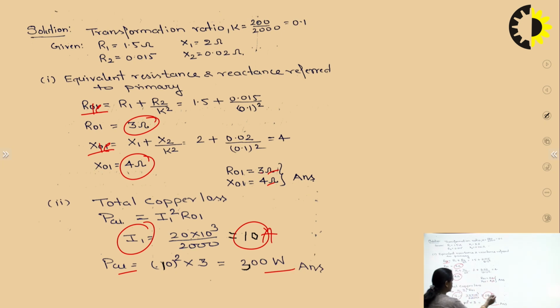So copper loss is found by I1 square R1E, and this value is 10. So 10 square into 3. So this will be 300 watts. So this is the required answer, right?